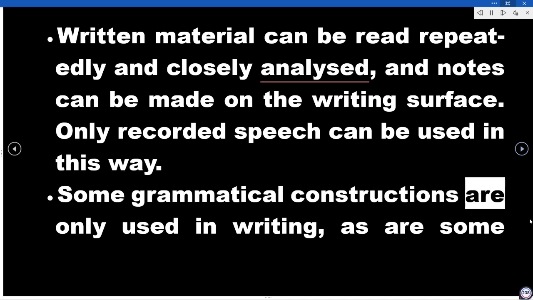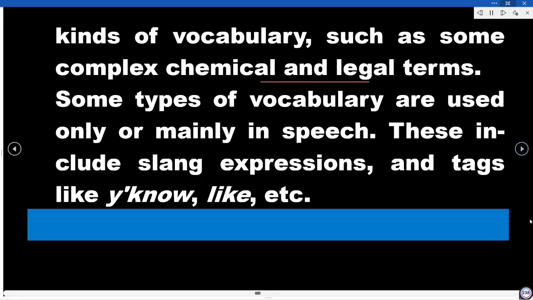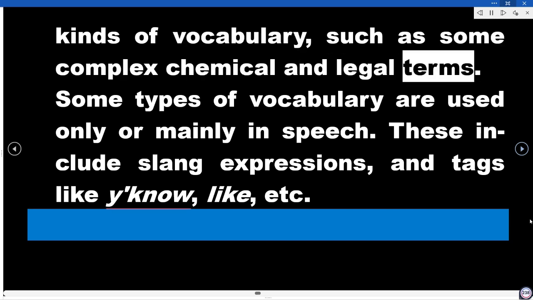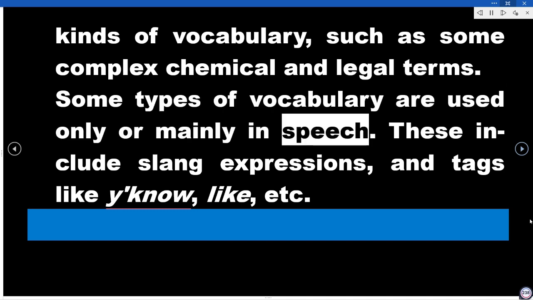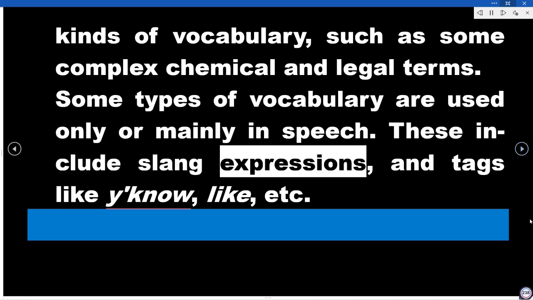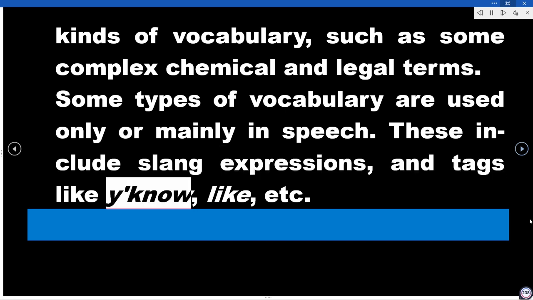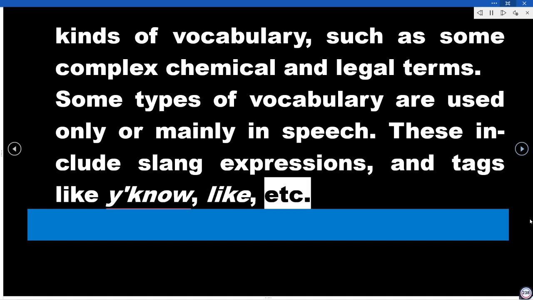Some grammatical constructions are only used in writing, as are some kinds of vocabulary, such as some complex chemical and legal terms. Some types of vocabulary are used only or mainly in speech. These include slang expressions, and tags like "you know," "like," etc.